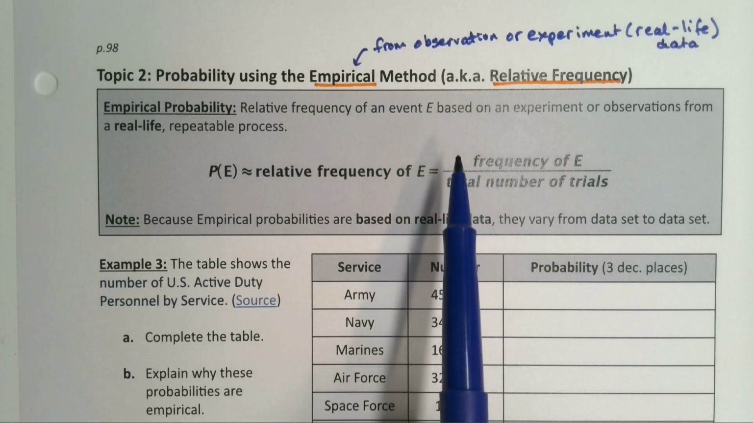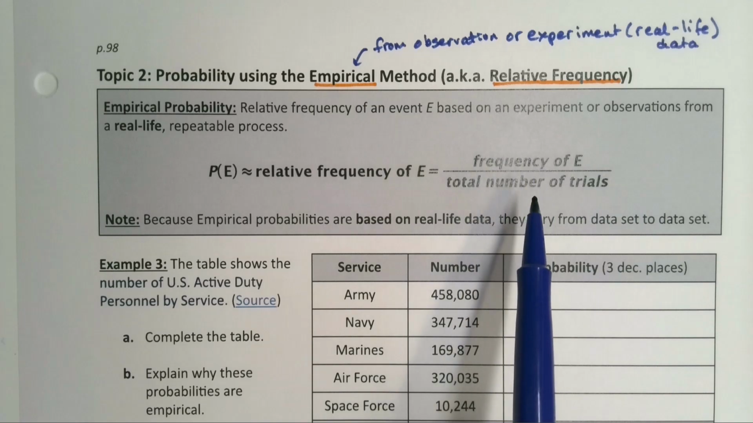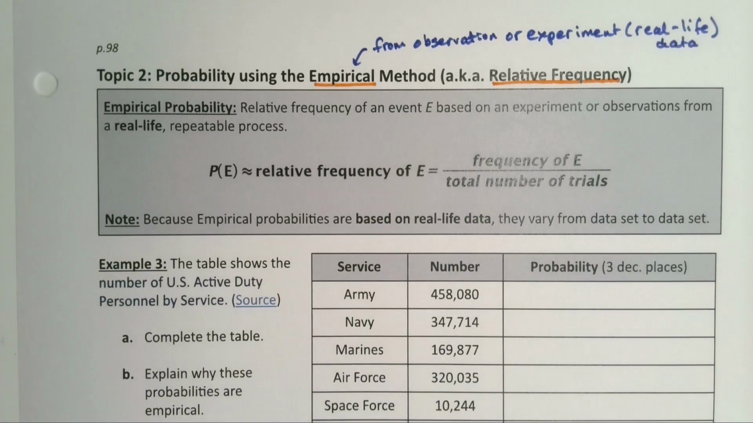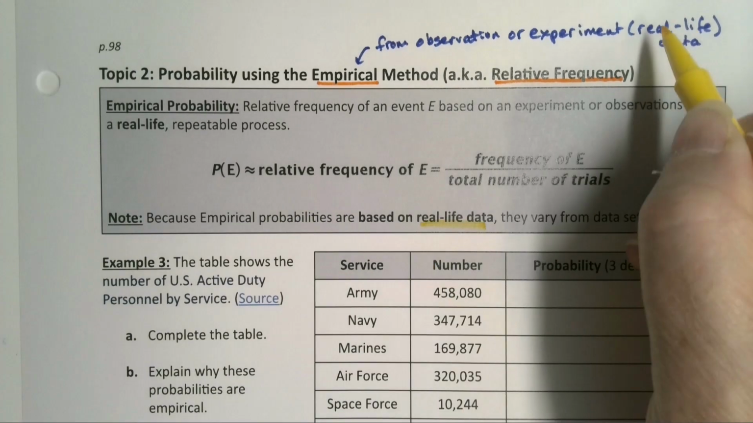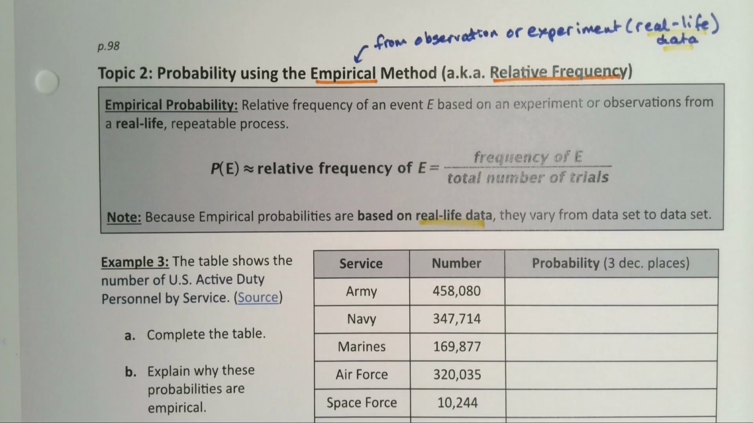So if you take the frequency of event E and you divide it by the total number of trials, that will be the empirical probability. It's based on real life data, right? Because that's what the word empirical means. They can vary from data set to data set.